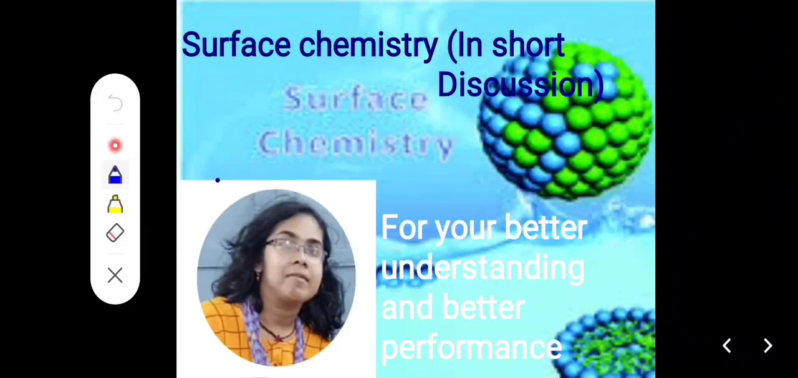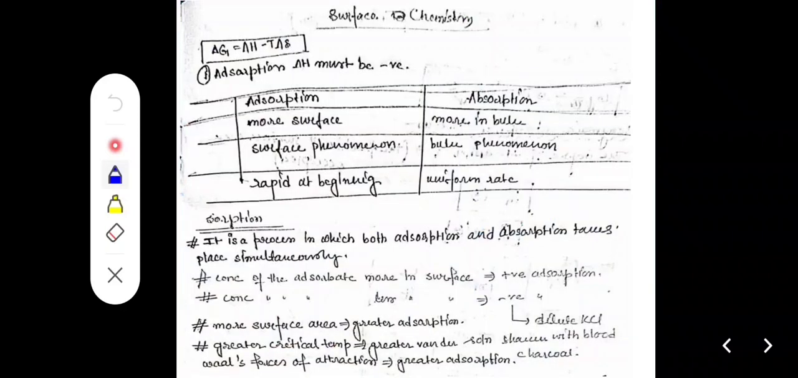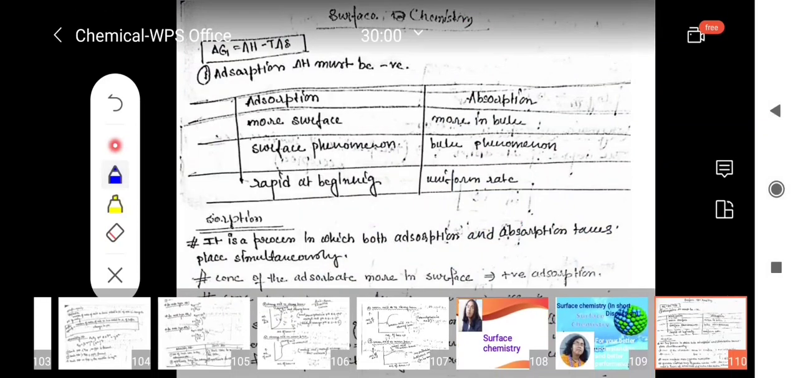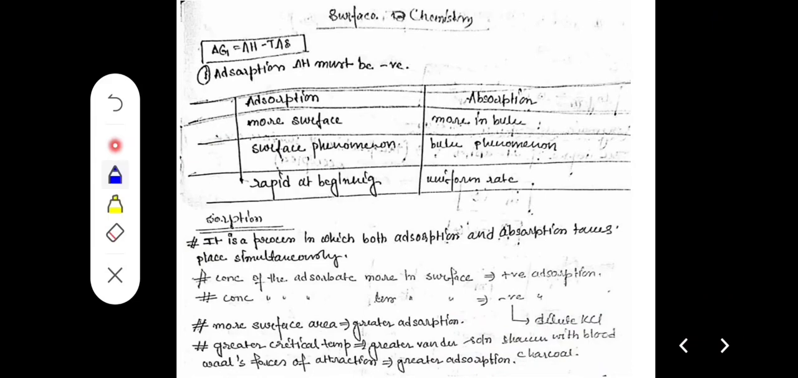Surface chemistry, in short discussion. I give the preliminary idea about surface chemistry. Now we consider surface chemistry.